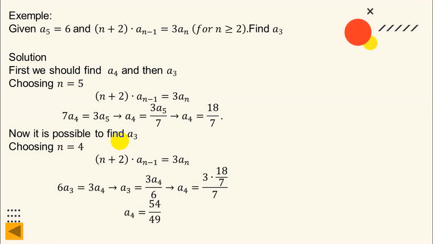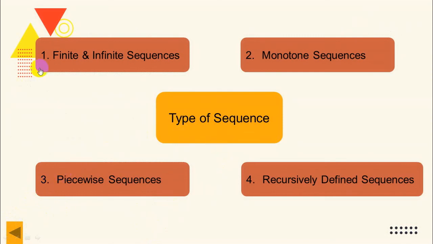And then to find the third term, you can choose n equal 4. And then you substitute, and you can get a3 from the fourth term: 3 times 18 over 7, over 7. So you will get the result 54 over 49, everyone. So from here, you are already done with the types of sequence.